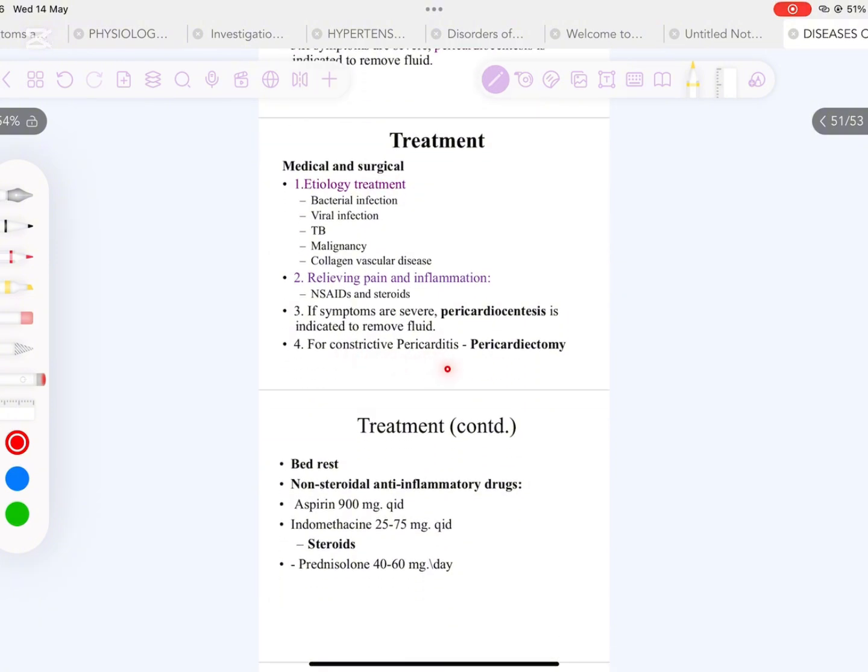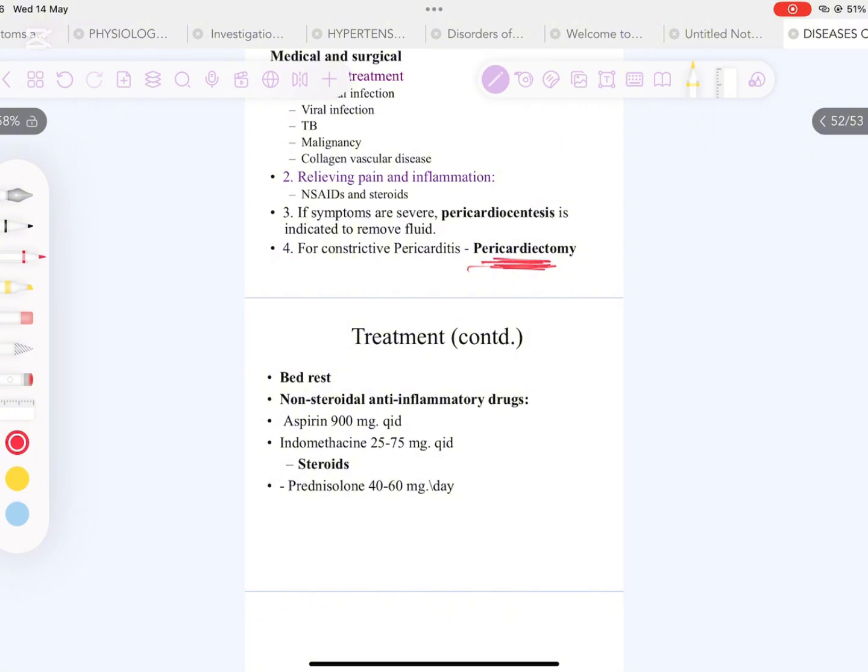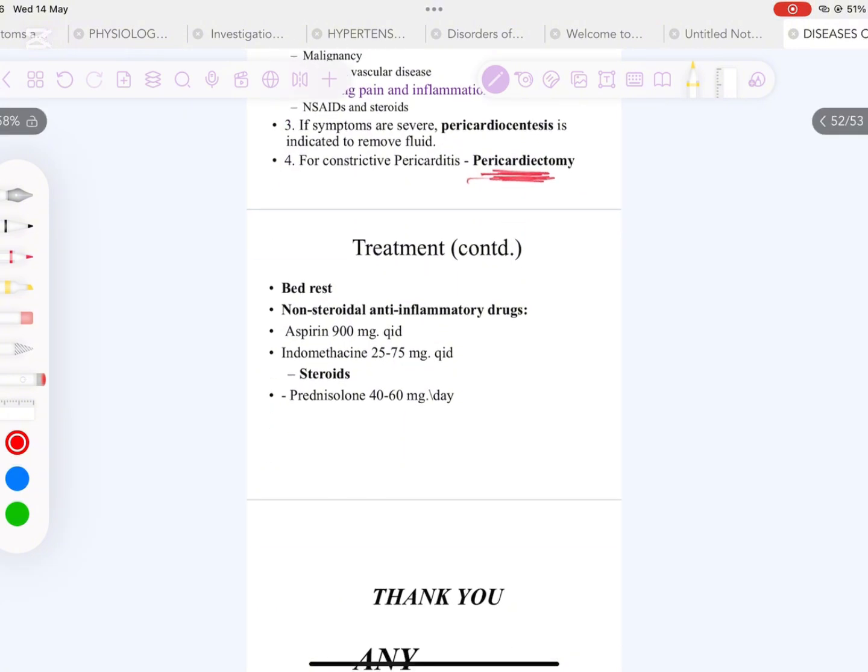For constrictive pericarditis, pericardiectomy. If it is constrictive, just remove the pericardium. Let the heart be free. I know you say, oh my God, but it's like removing the nylon covering the onion. Yes, just remove it, because it's now constrictive, it's now hard, and it's pushing the heart too much. If the nylon is tightening the onion too much, you need to remove the nylon.